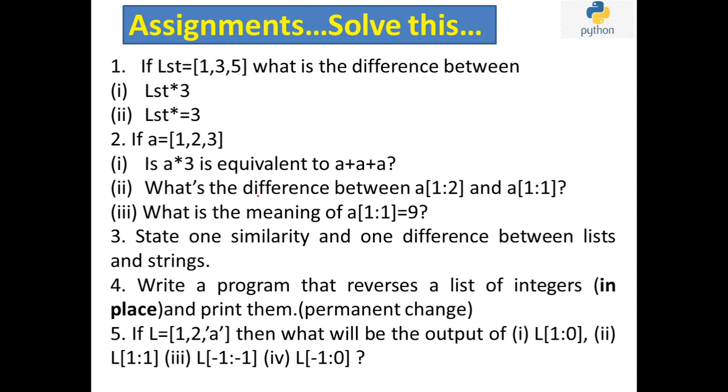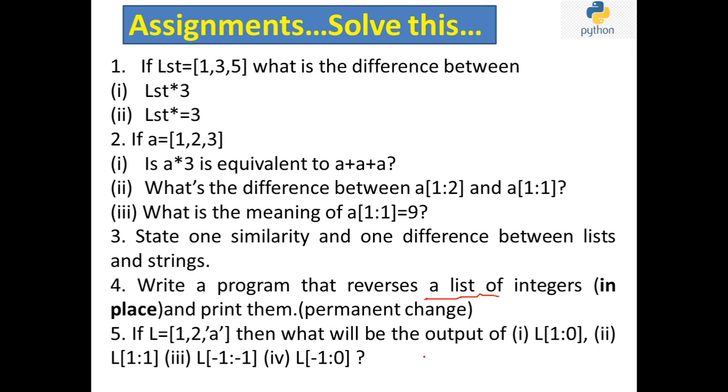Now, the difference between this and this, meaning the similarity and difference between lists and strings. Reverse a list of integers in place. In place means a permanent change. That means if the elements are 1 2 3, the program should change the elements to 3 2 1 permanently, and then the elements should be printed.